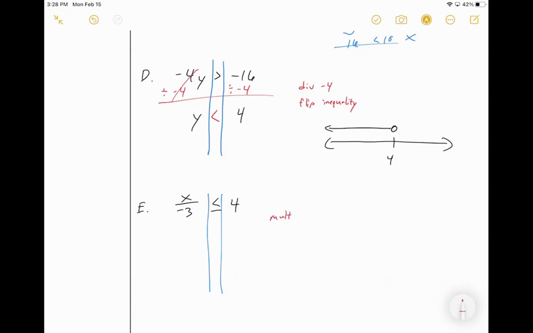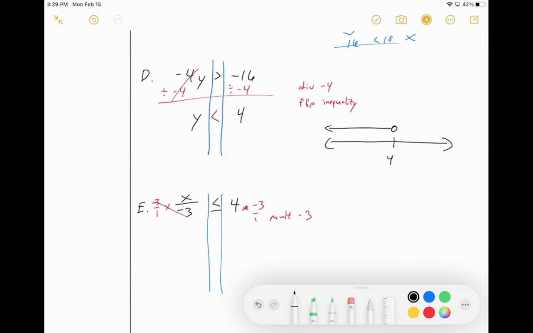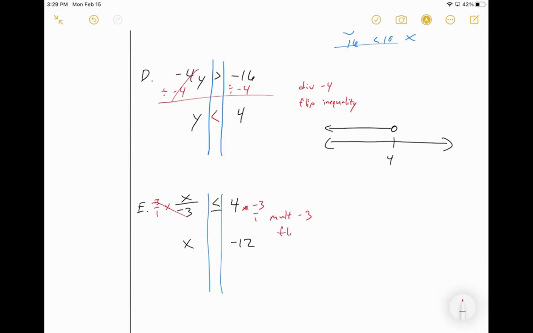Let's multiply by negative 3, right? So times negative 3 over 1. Canceled out here. X, this is going to be a negative 12. And then again, I multiplied by negative 3. So that means, do I need to flip? The answer is yes. I do need to flip. Flip my inequality. Less than or equal to becomes greater than or equal to.